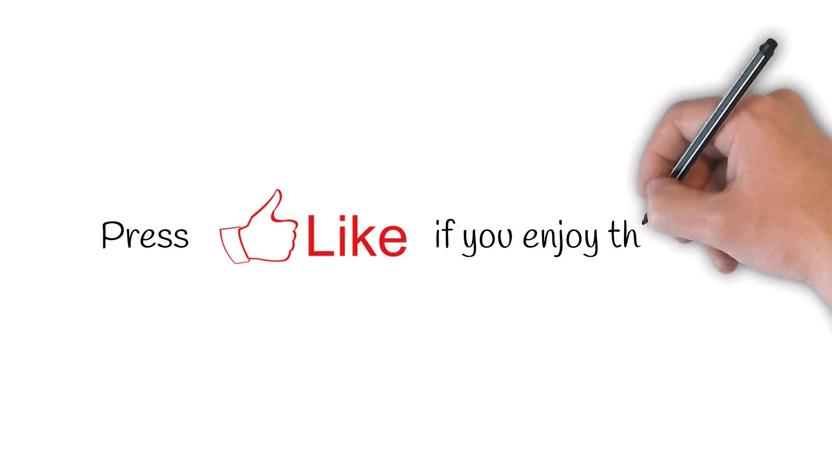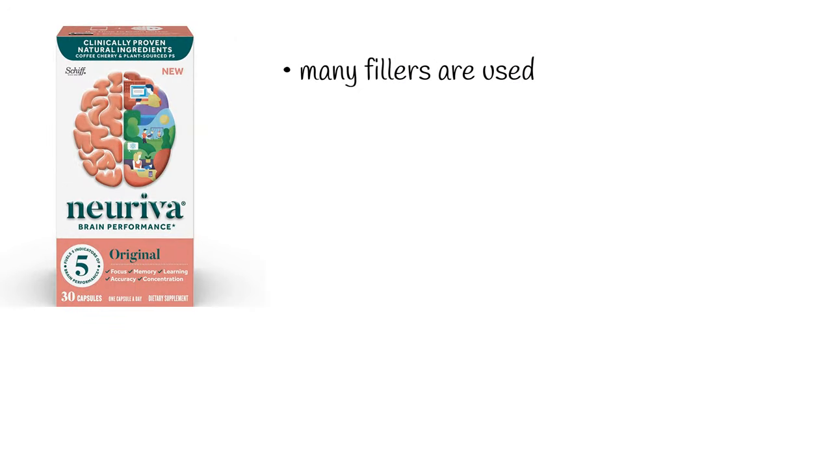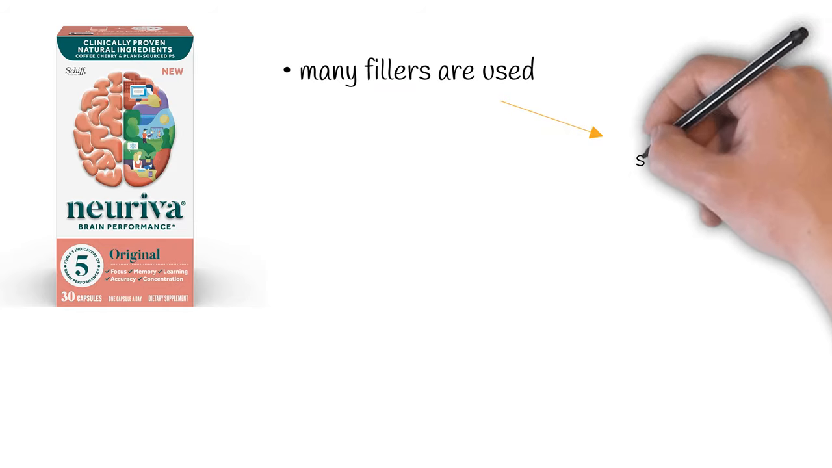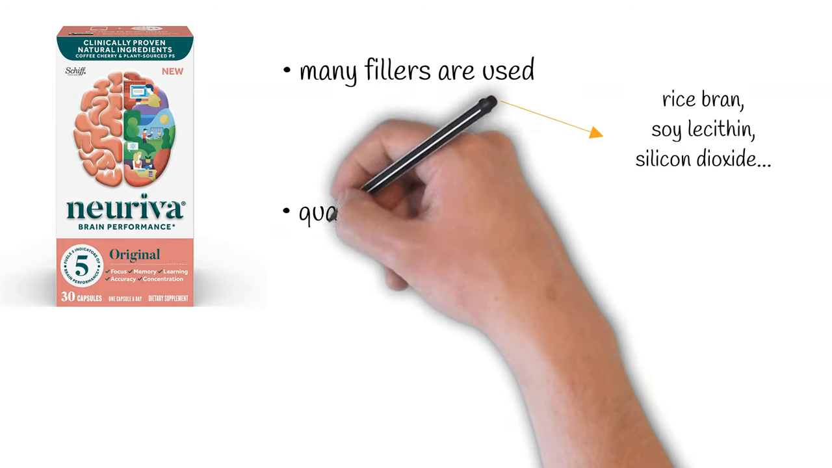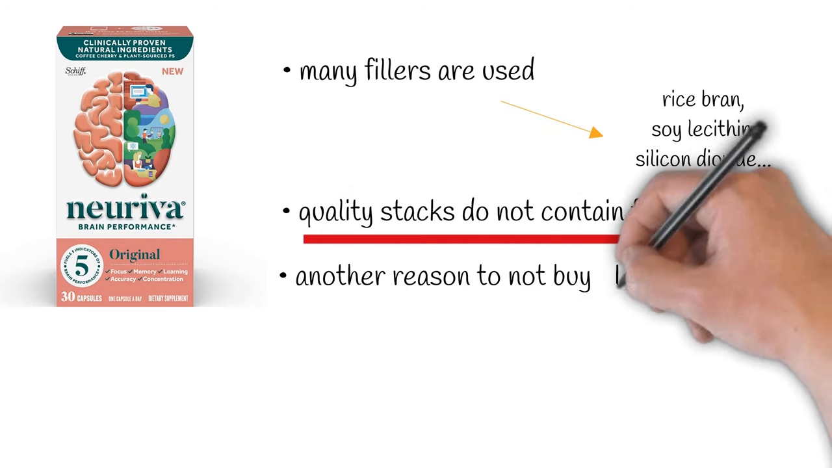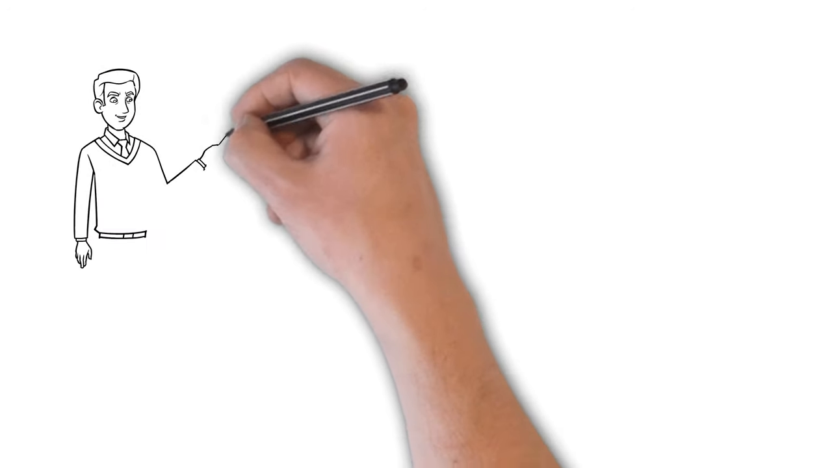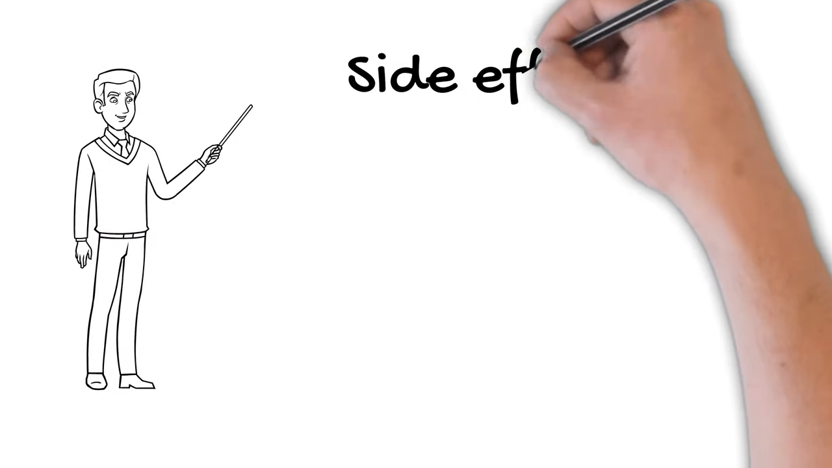Besides the main two ingredients, the label also lists a number of other ingredients, which are basically fillers in the formula. This includes rice bran, soy lecithin, silicon dioxide, and others. And usually, high quality supplements contain no fillers or a very low amount of fillers in their supplement. So it's very strange that Neuriva supplement contains so many, and it's another reason why we're not such big fans of this formula. Now, how about the side effects?